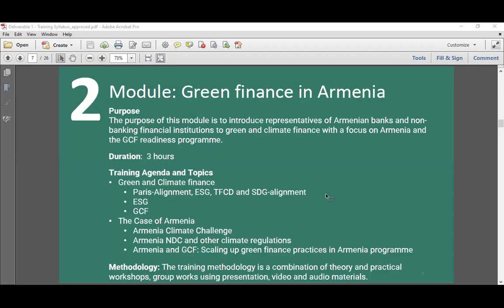The second module will be talking about green finance in Armenia, the background, and what the main governance framework is that covers the issue, and also consider the case study for Armenia. What are the main documents, processes, what is NDC, what are the engagement modalities and status of Armenia with main climate institutions, including Green Climate Fund, and of course we'll provide you updates with regard to the recent developments and achievements within the framework of the Scaling Up Green Finance Practices in Armenia program.